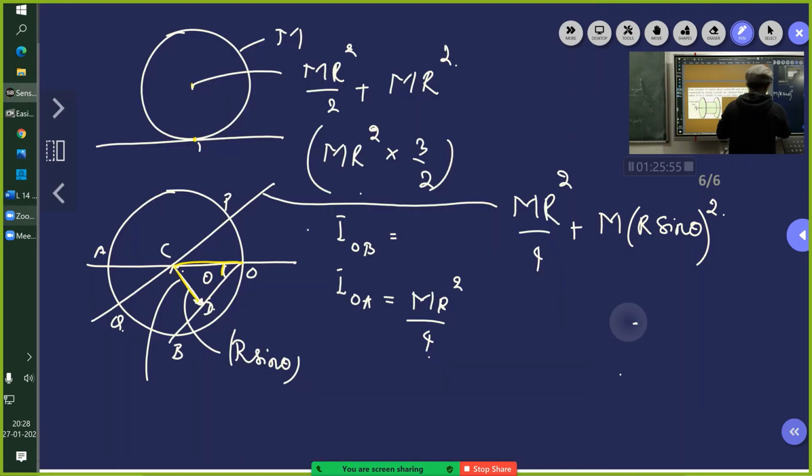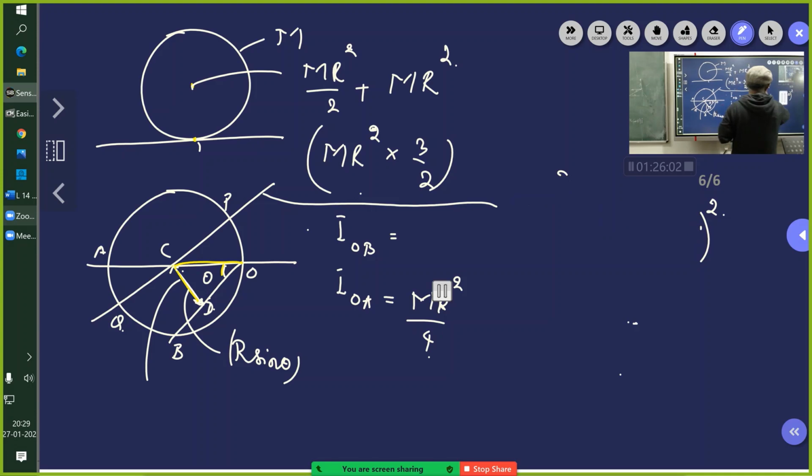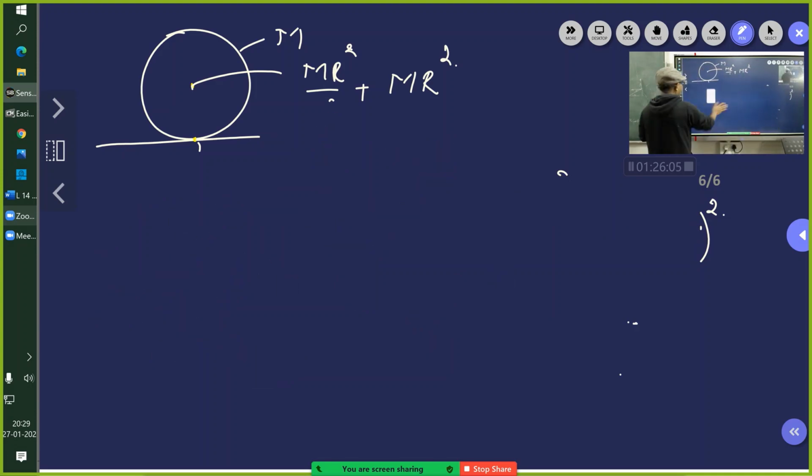You don't get carried away by the huge diagram. 9m r square by 2. Very nice.